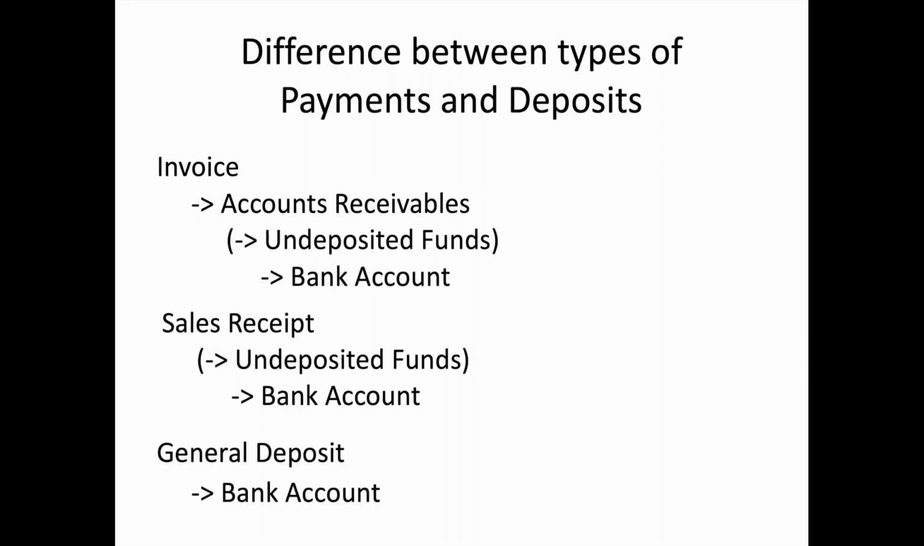A general deposit goes directly into the bank. It does not go through accounts receivables or undeposited funds. A general deposit is a deposit for which you issue no invoice or no sales receipt. Since all the products you sell should be accounted for with a sales receipt or an invoice to track the quantities and items sold, then the only things that qualify as general deposits are refunds to expense accounts or capital contributions.